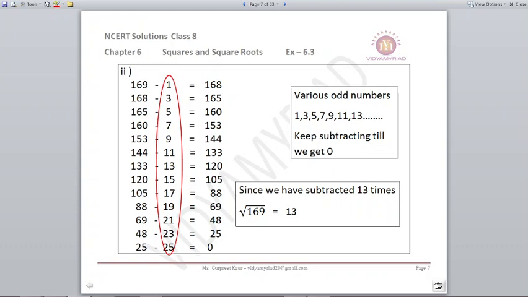So we are getting 0 when we subtract 25 from 25. That means there are a total of 13 odd numbers in this row. So the square root of 169 will be 13.